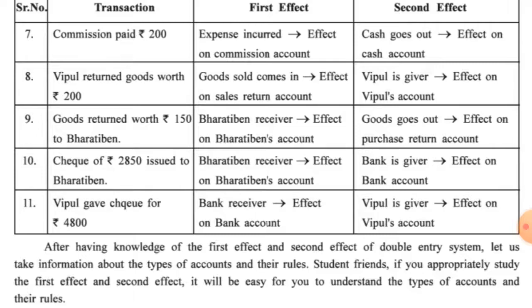So the effect on the sales return account. And the second one, Vipul is returning the goods back. So Vipul is the giver of the goods. So the second effect would be on Vipul's account.